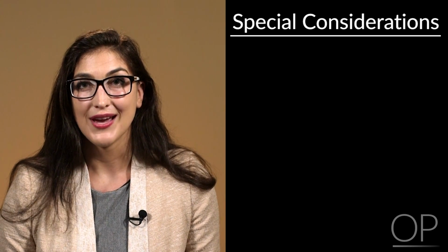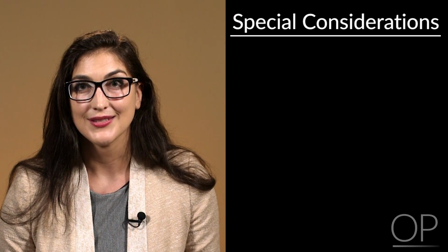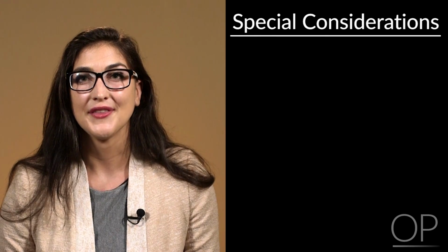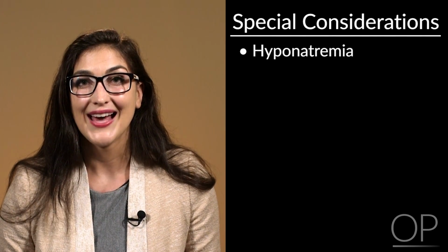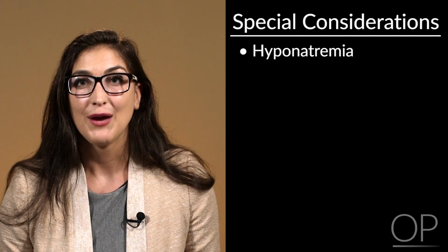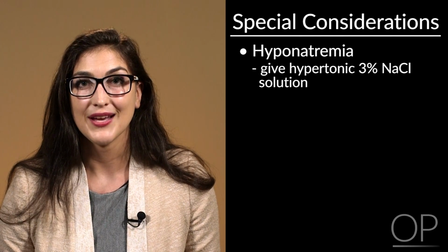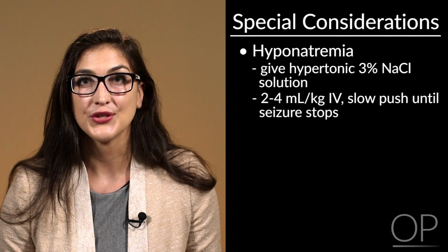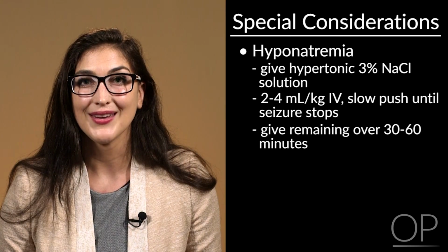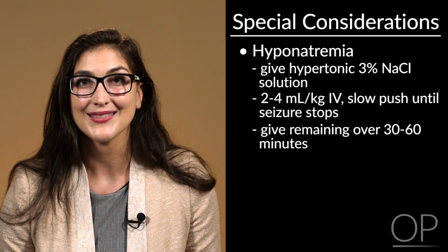So we already addressed hypoglycemia with this patient, but another special situation that can precipitate seizures is hyponatremia. And in that case, you want to give hypertonic sodium chloride 3% solution, 2 to 4 mLs per kilo IV in a slow push until the seizure stops. Then you give the remaining over 30 to 60 minutes.